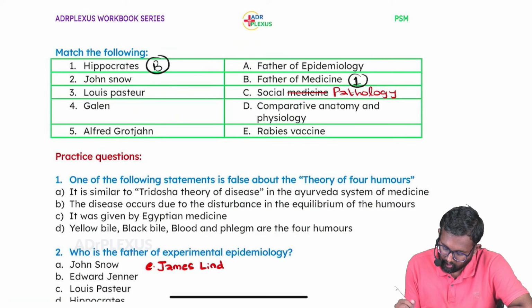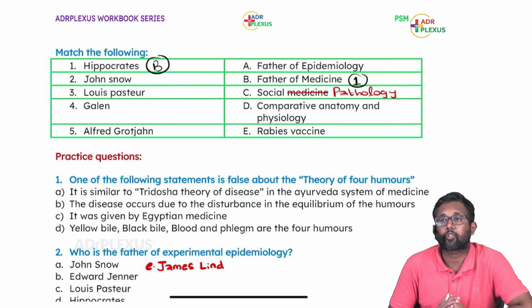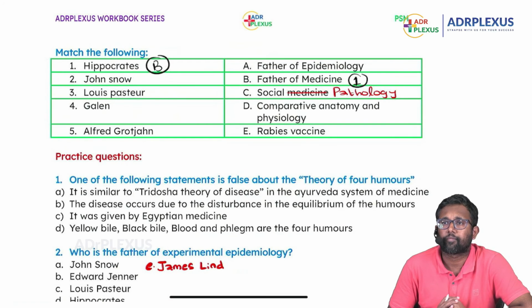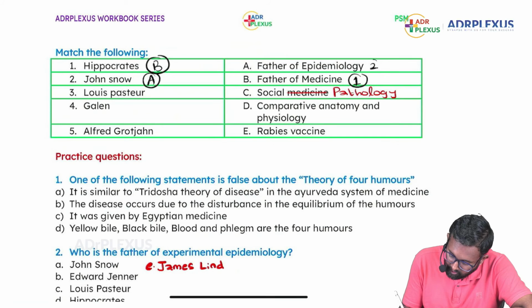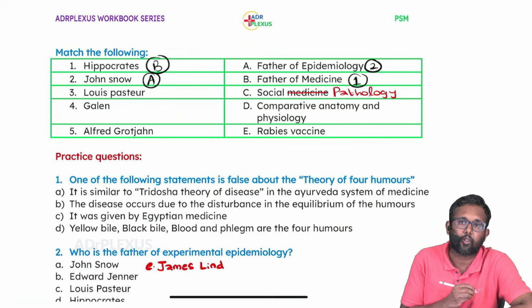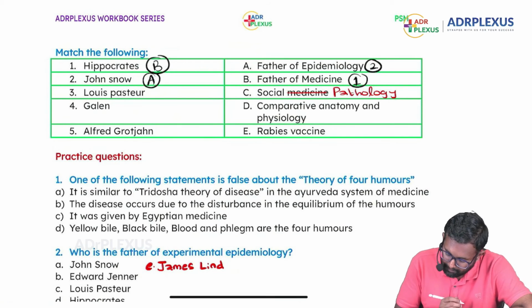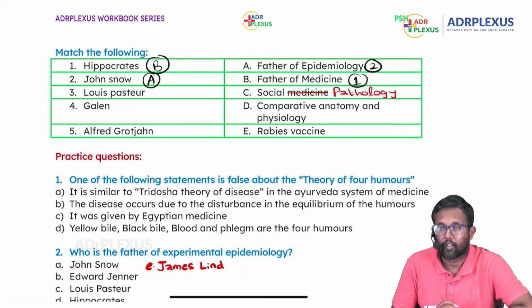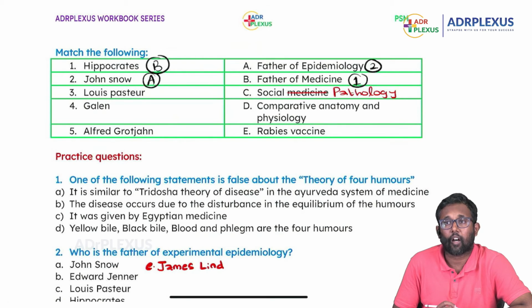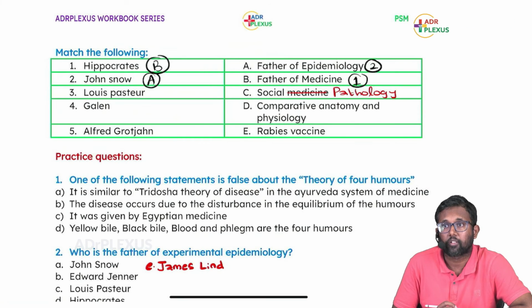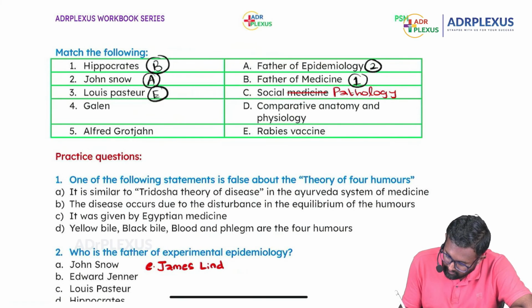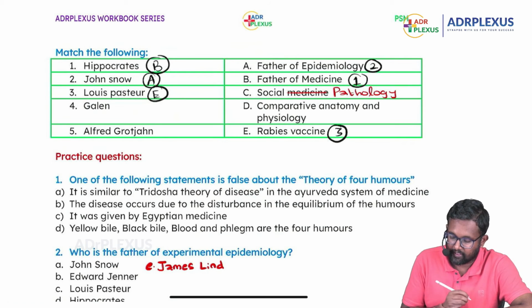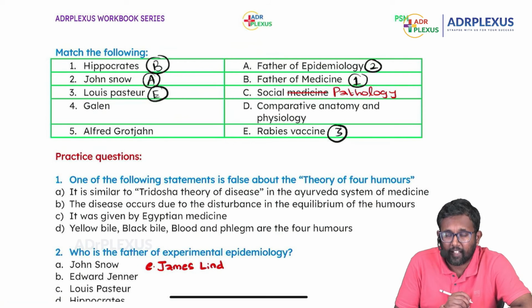Come on, can you answer? John Snow. Good. John Snow is the father of epidemiology. Next, Louis Pasteur. It ends with R. Louis Pasteur. Yes, very good. Very good, doctors. Rabies vaccine. Next, Galen.